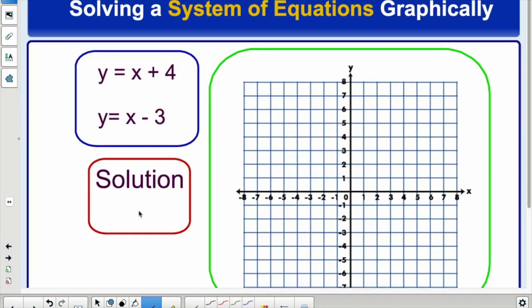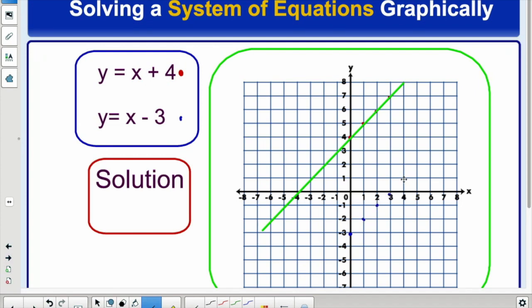And the last example that we're going to look at is y equals x plus 4 and y equals x minus 3. So for this example, I'm going to graph this one in red. So it's going to start at 4, and it goes up 1 over 1, up 1 over 1, up 1 over 1. So it'll be this line right here. And for the next one, I'm going to graph the points in blue, and that would start at -3, and it has the same slope. The slope is still 1, so it's going up 1 over 1, up 1 over 1.